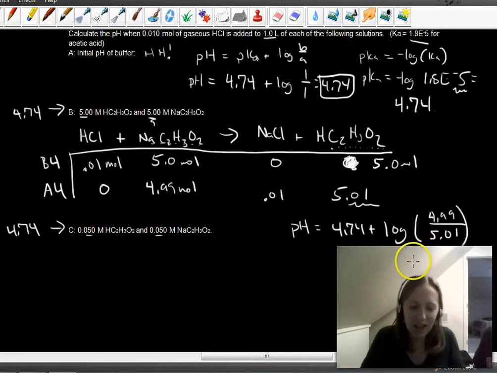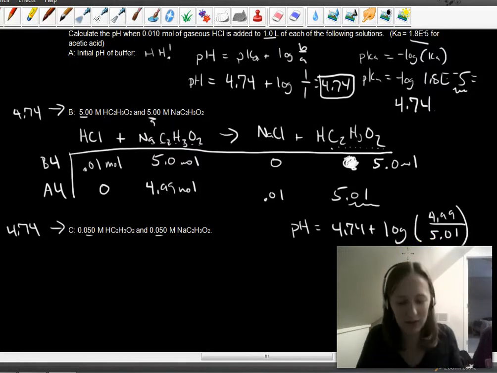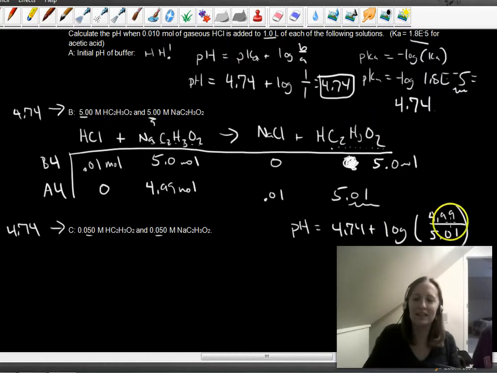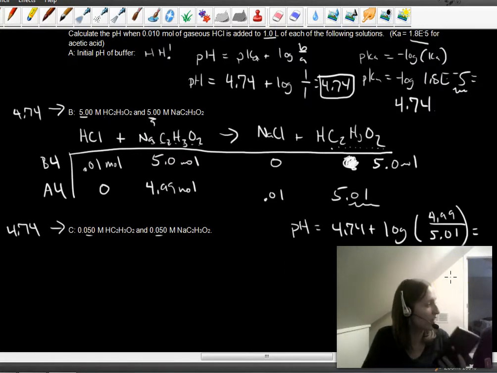Almost nil. Almost none. I want to see the decimals here, because that's where it's going to end up. It's 4.74 plus log of 4.99 divided by 5.01. That's 4.738, which, considering how many sig figs we have, is 4.74. So, no difference. We just poured hydrochloric acid, and it didn't do anything. That's called a buffer. That's nice.